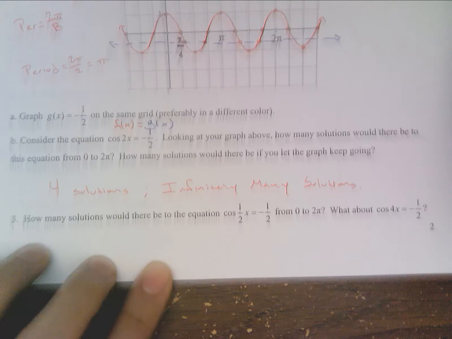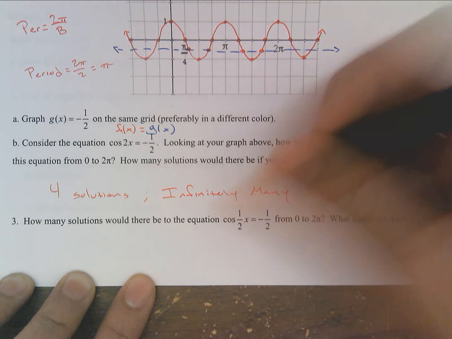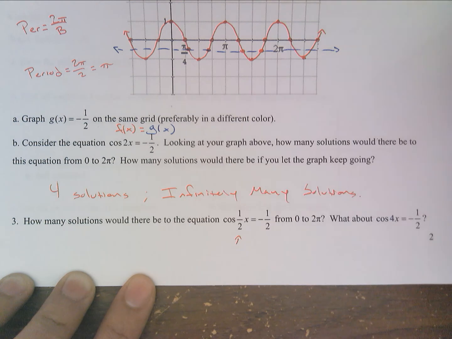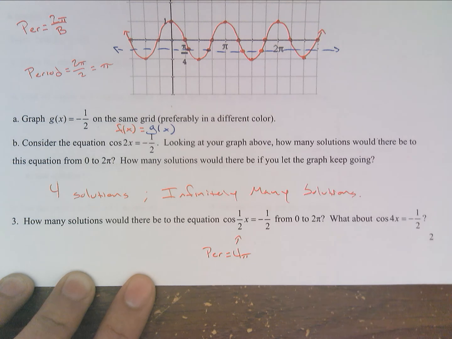Okay. Now, what if we continue to change the period? How many solutions would there be to the equation cosine of 1/2 x equals negative 1/2? Now, the change here from the parent function is a horizontal stretch by a factor of 2. So the period is 2 pi over b, or 2 pi over 1/2. The period is now 4 pi. So our b value tells us that our period is 4 pi.